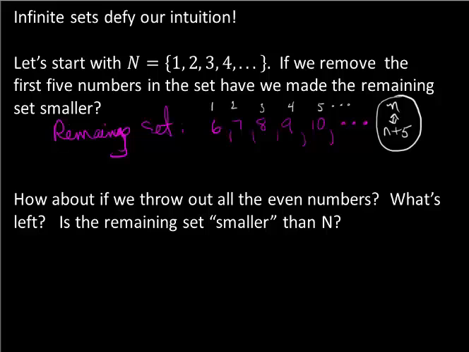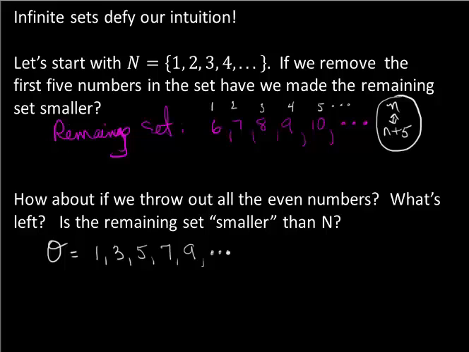Well, how about if we throw out more elements? Let's throw out all the even numbers. Well, what's left? Well, obviously it would be the odd numbers. I'll call it O, capital O. This is what's left. It's the odd numbers. So we'll start with 1, 3. I want to list them out. 1, 3, 5, 7, 9, and so on. That's what we're left with.